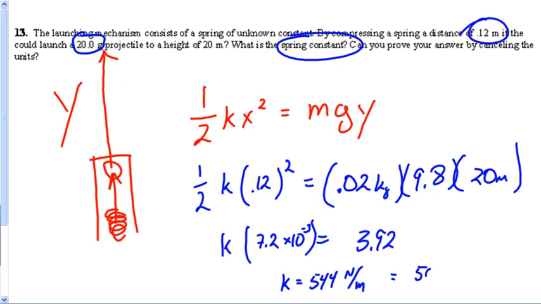It would actually be, in sig figs, just 500. So there's only one sig fig in this problem. If you notice, that 20 up there kind of wrecked that for us. But anyway, there is our final answer, and this concludes this review.